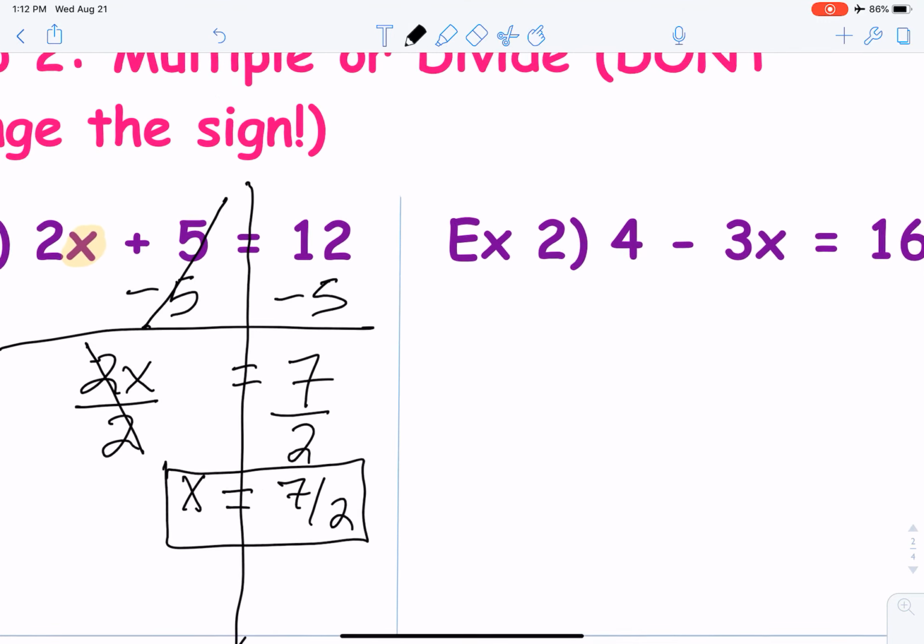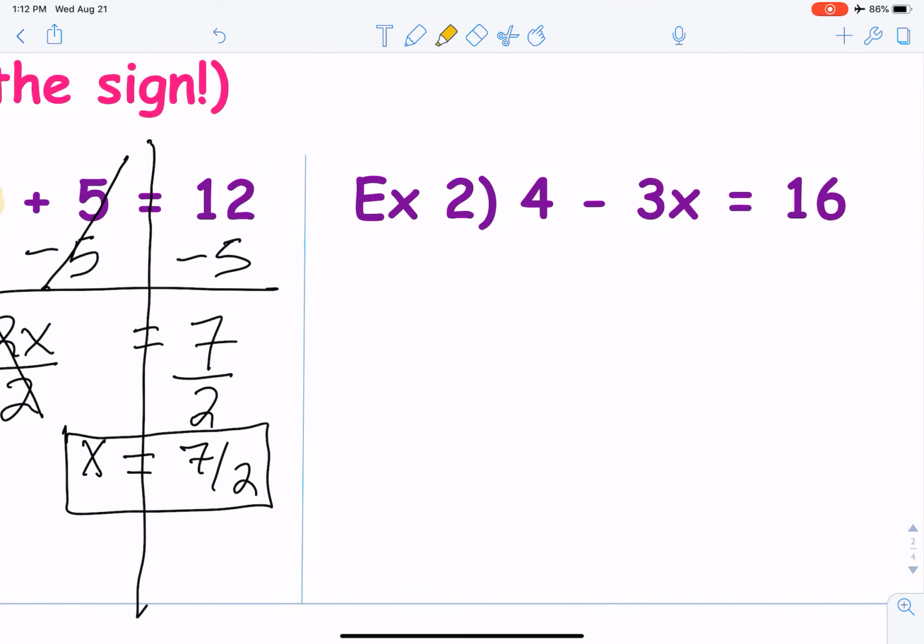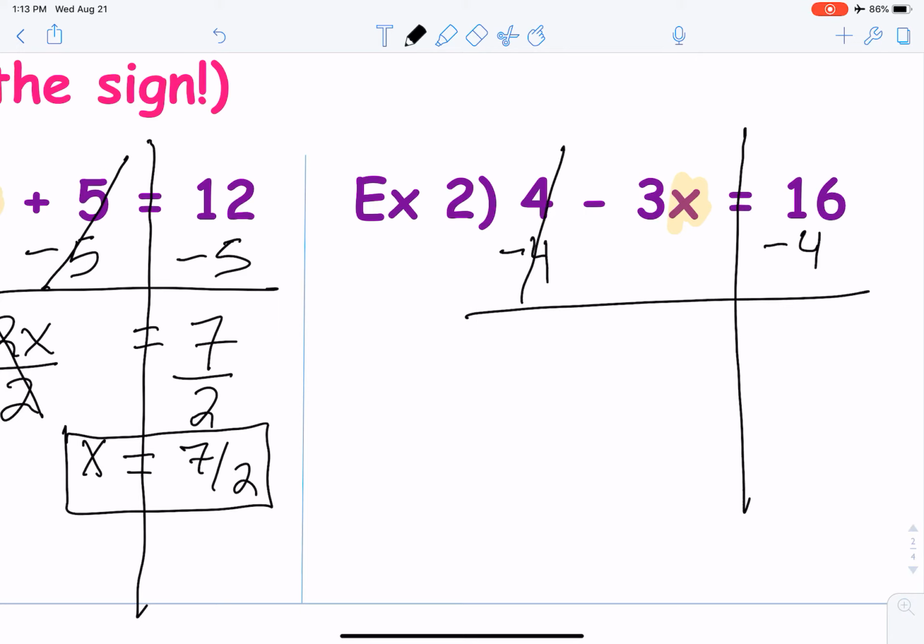All right, and then my last example, I'm solving for x again. I have my two sides. On the left side I have 4 minus 3x, and on the right side I have 16. I have a positive 4, I need to get rid of it by subtracting 4 from both sides. 4 minus 4 is 0, so it's gone. Now I need to bring down this 3x, and what's important is that we don't forget to bring this negative down with it. So I have a negative 3x that came down. Equals 16 minus 4 is 12.